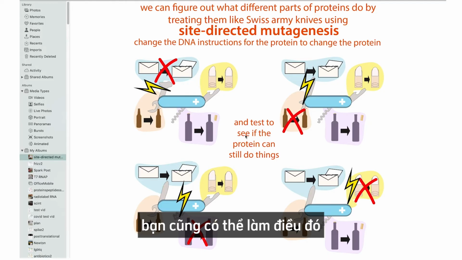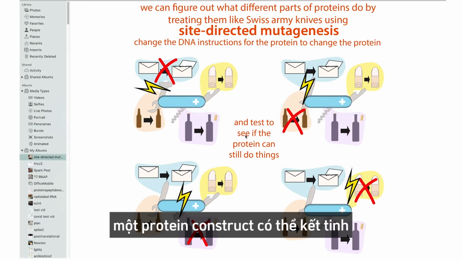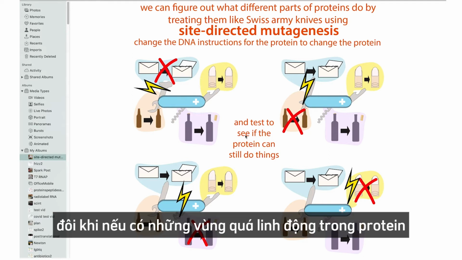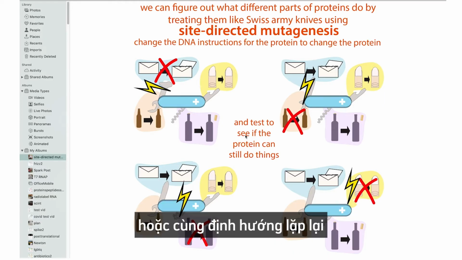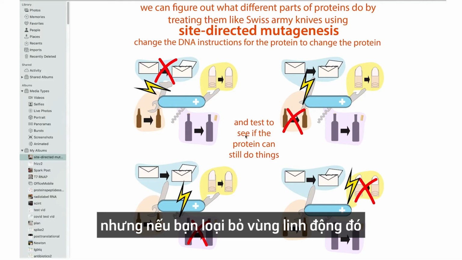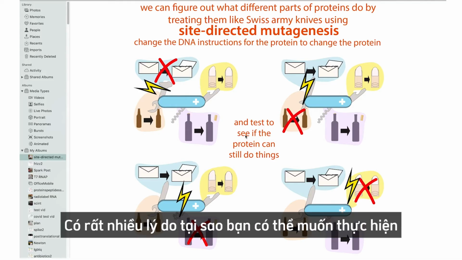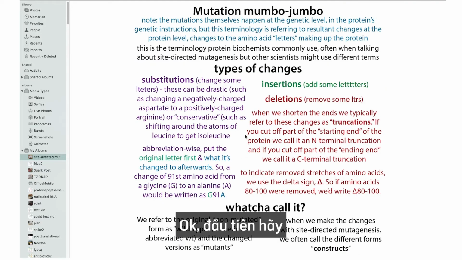You can also do it for X-ray crystallography, to try to get a protein construct that's actually going to crystallize. Sometimes if there are really floppy regions in a protein, you can take out that region and it'll help it crystallize. Crystallization requires the proteins to all freeze in the exact same shape or orientation, in a repeating unit. If the protein's really floppy, it's not going to want to do that, but if you take away that floppy region, it might. So there's a bunch of reasons why you might want to do site-directed mutagenesis, and so let's talk more about it. Okay, so first let's talk a little bit about the terminology.